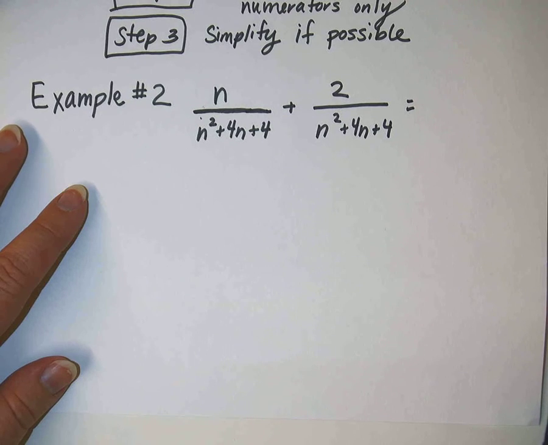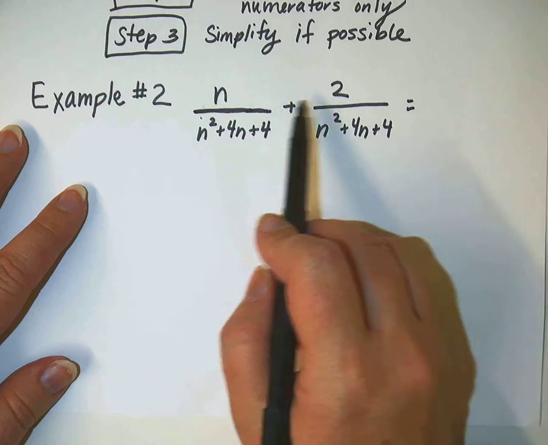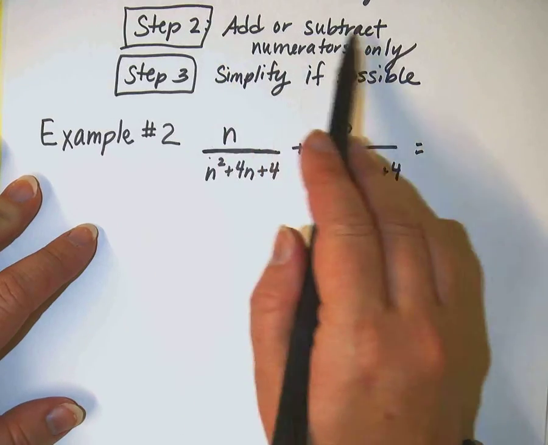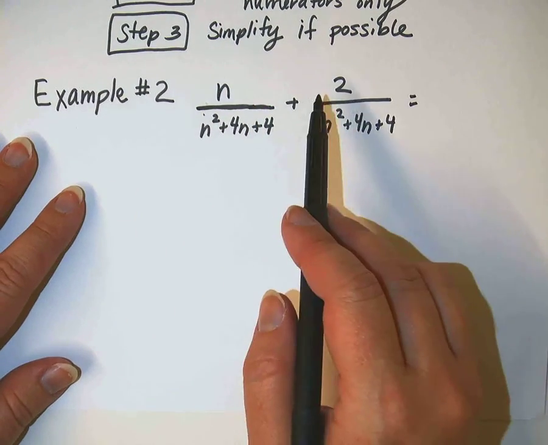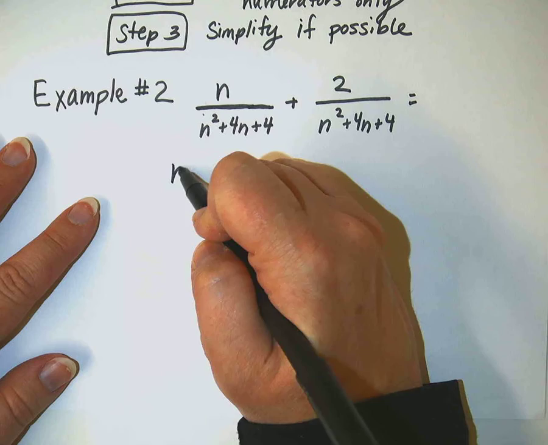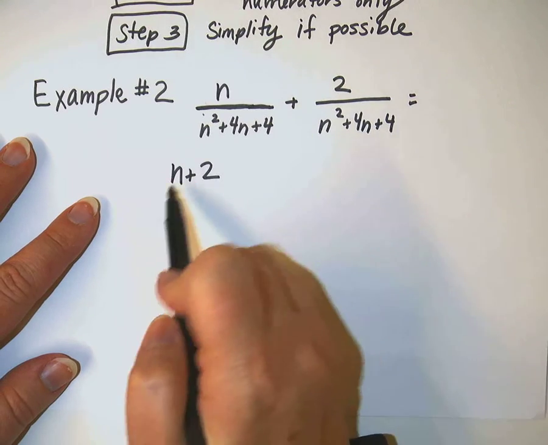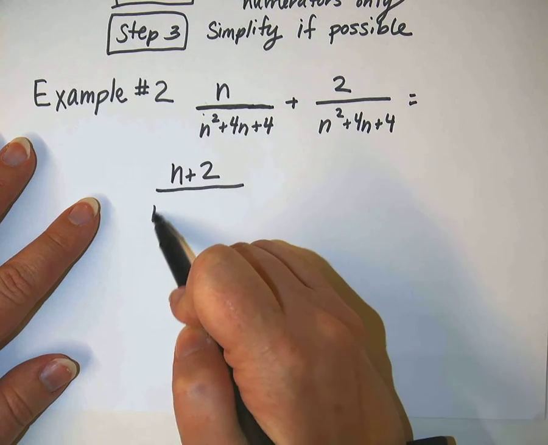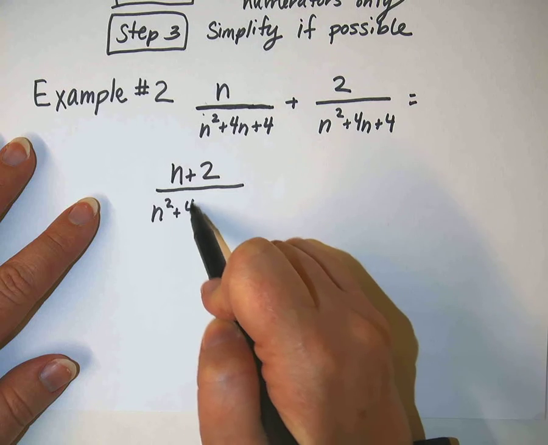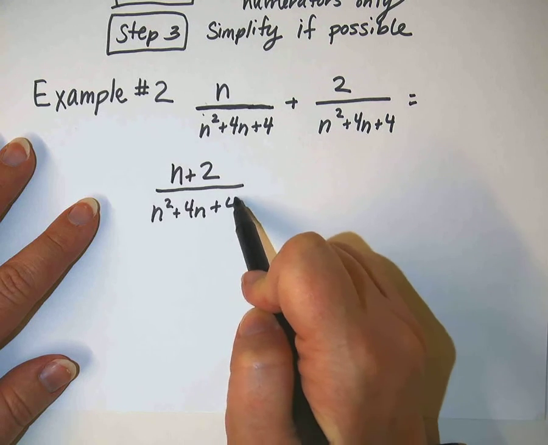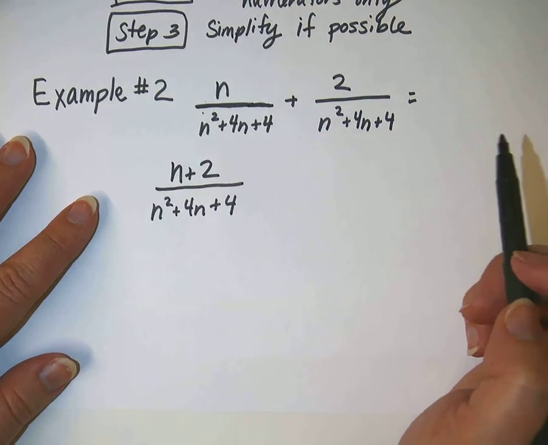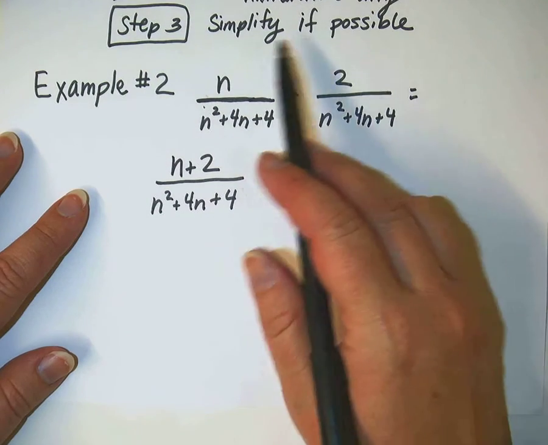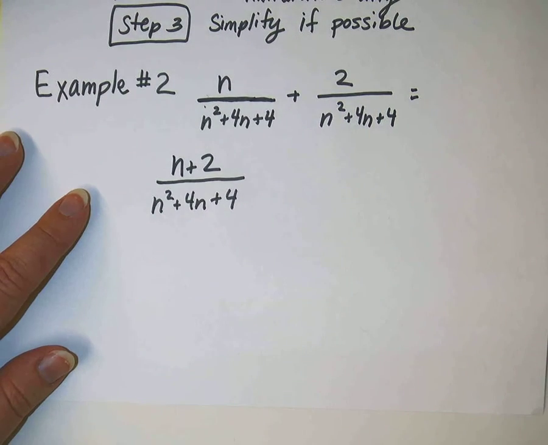What do we do for step two? It's right here. Add the numerators only. So we're going to take n plus 2, and the denominator stays the same. So we have n squared plus 4n plus 4. Okay? What's our last step? Okay, so simplify if possible.